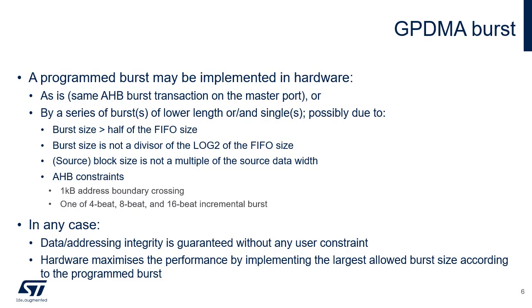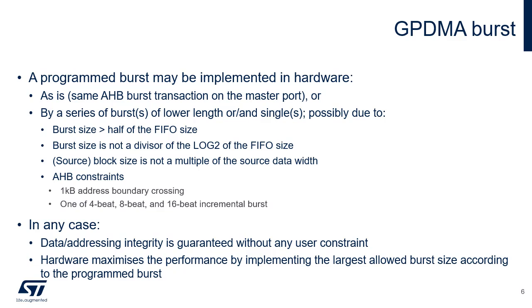The programmed source and destination GPDMA burst is implemented with an AHB burst as is unless one of the following conditions is met. When half of the FIFO size of the channel is lower than the programmed source or destination burst size, the programmed source or destination GPDMA burst is implemented with a series of singles or bursts of a lower size, each transfer being of a size that is lower than or equal to half of the FIFO size.